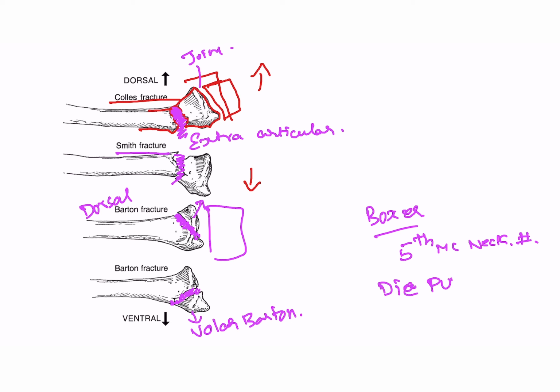Die punch fracture, right? Die punch fracture is a lunate fossa fracture of the distal radius. Lunate fossa, not lunate bone. The lunate would try to impact into the lunate fossa of the distal radius. So it affects the lunate fossa of the distal radius.